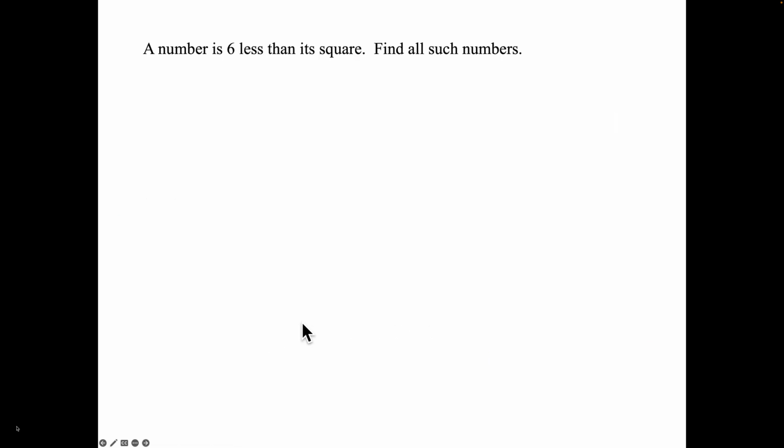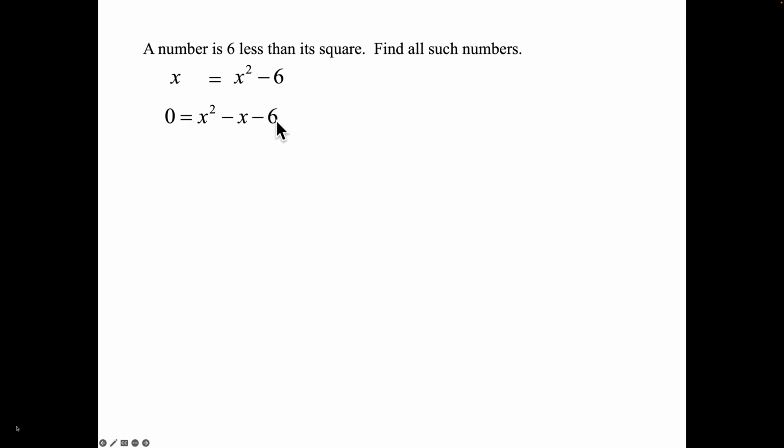All right, next we have a number is 6 less than its square. Find all such numbers. This is an interesting problem because there's a lot of possibilities here. So a number, I don't know what that is. That's my x. Is the equal sign. 6 less than. Less than means the 6 has to be on the far right, and I have to subtract it from its square. What is its referring to? Its is referring to the number. x squared minus 6. All right, so set it equal to 0, subtract over the x, factor and solve.